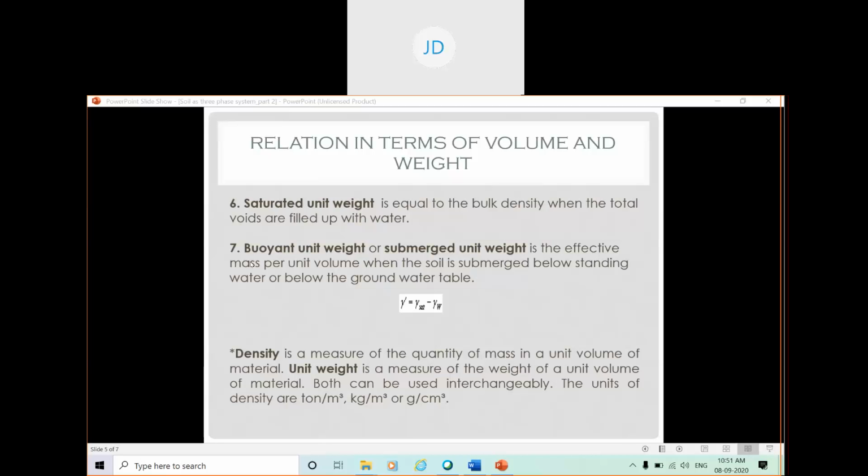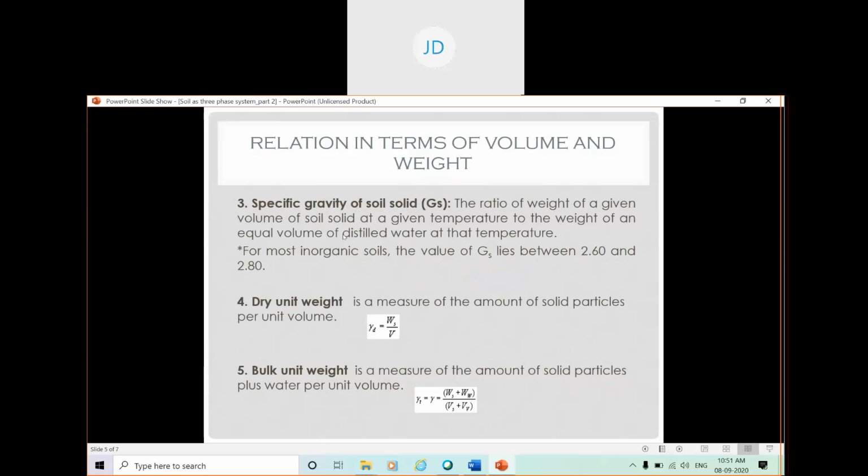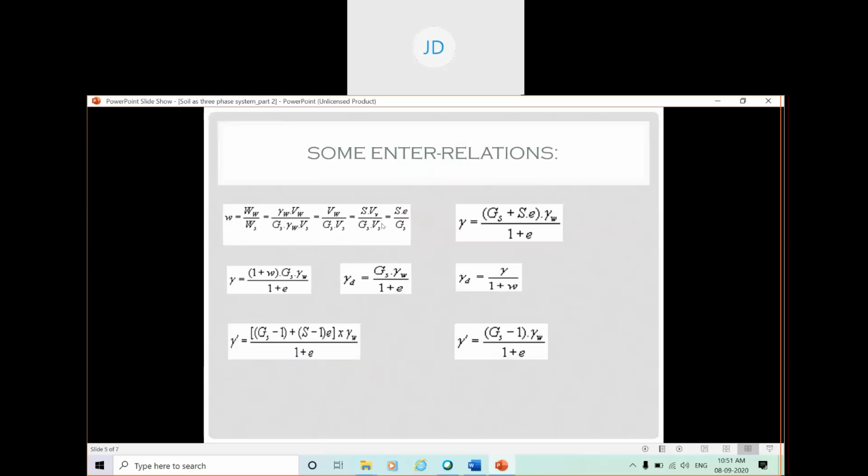Okay, so I'll proceed to the next. I have only one slide left. So I'll discuss now, in the last part of this class, some interrelations.